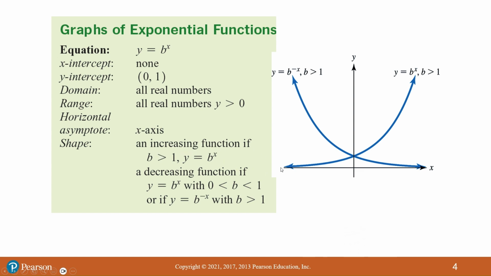The shape is an increasing function if b, your base, is greater than 1 and y equals b to the x. It's a decreasing function if y equals b to the x with 0 less than b less than 1. So if your base is between 0 and 1, you could have a decreasing function, or if your exponent is negative, you could have a decreasing function.